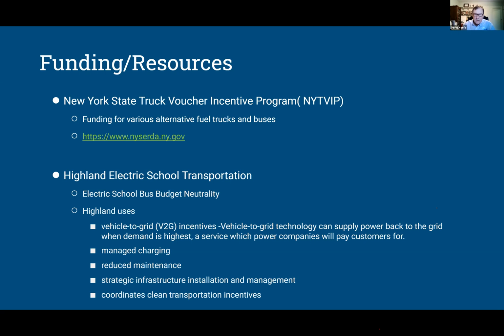Some of the categories have been exhausted, but I think there's still money for buses. One of the caveats here is that they're following a rule that's been around with the DERA program, the Diesel Emissions Reduction Act. I know some of the districts have taken advantage of that, but that requires scrappage. You have to take an old bus and you have to literally get it off the road.